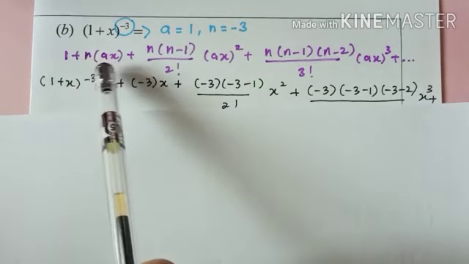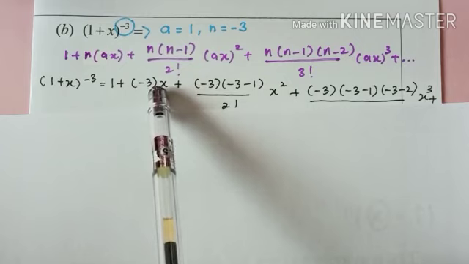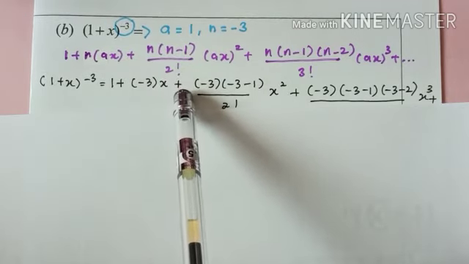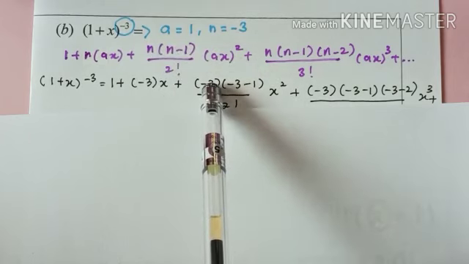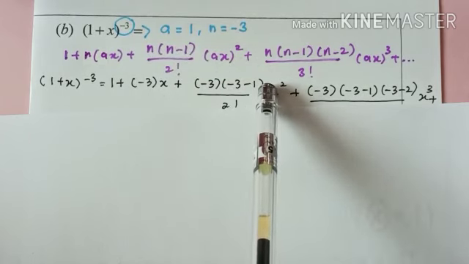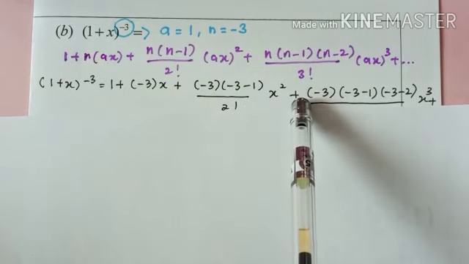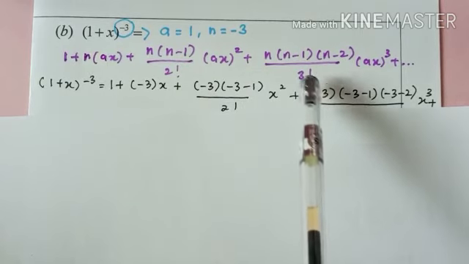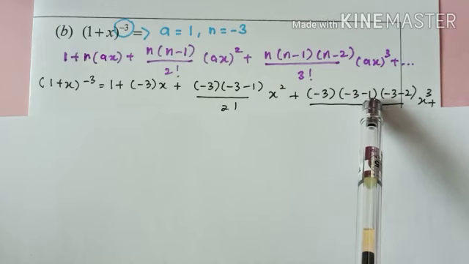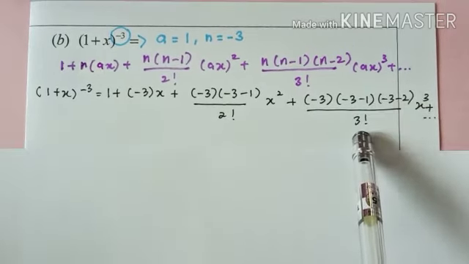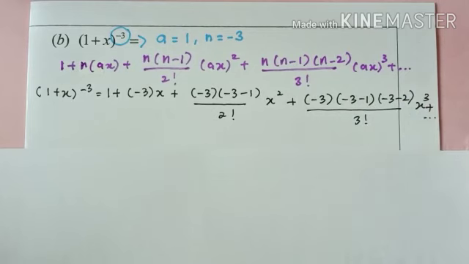1 plus n is negative 3, x. a is equal to 1, so you just have to write here x, plus n is equal to negative 3, negative 3 minus 1 over 2 factorial, and then x squared plus negative 3 minus 1 times negative 3 minus 2 over 3 factorial x cubed plus dot dot dot.